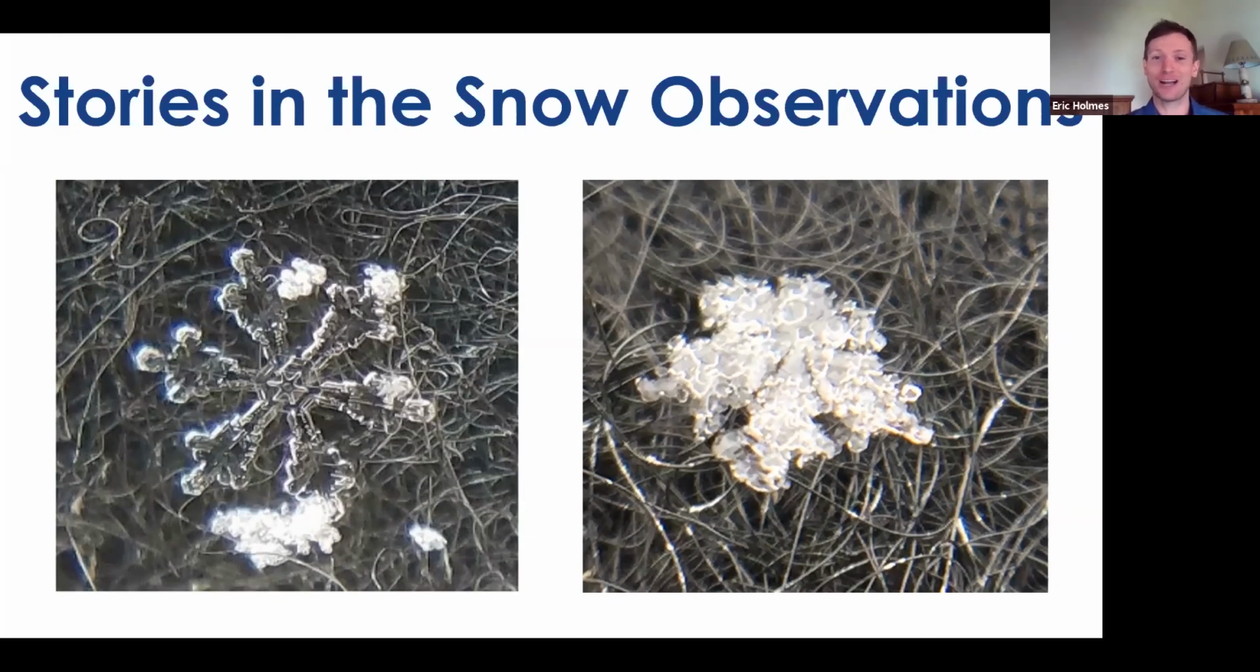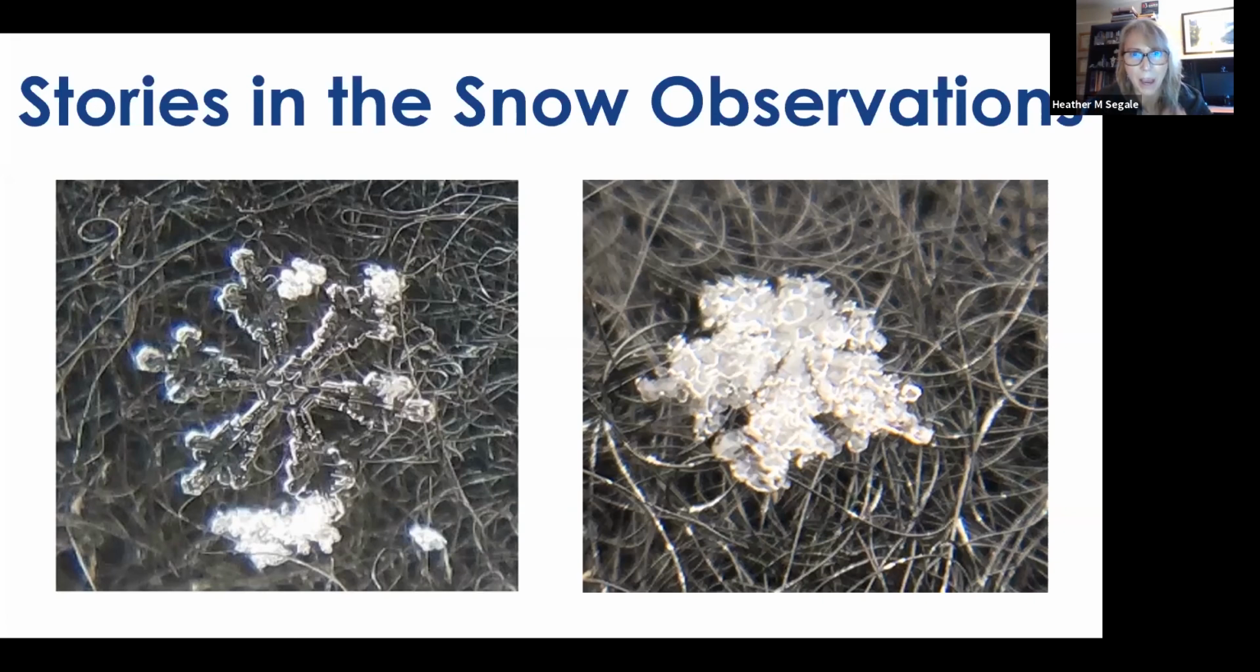Rime is essentially what happens when there's too much moisture in a storm system and it can't all effectively transform into snow crystals. What you get sometimes are water droplets that bump into snow crystals and then freeze on them. So when we see that white stuff, we know what it is.